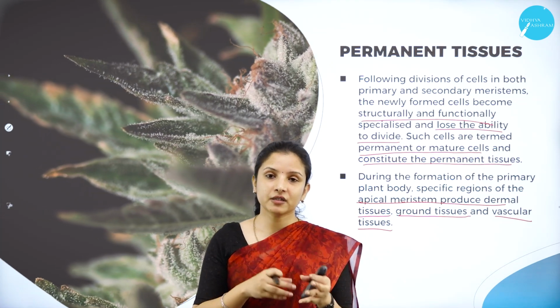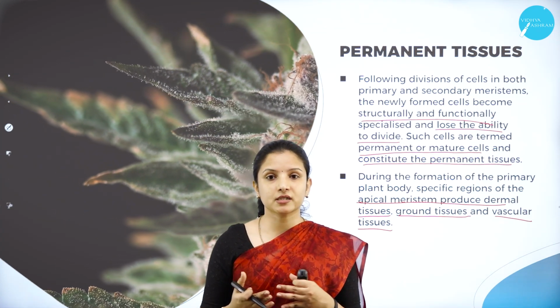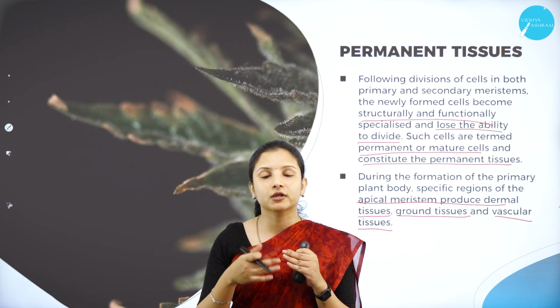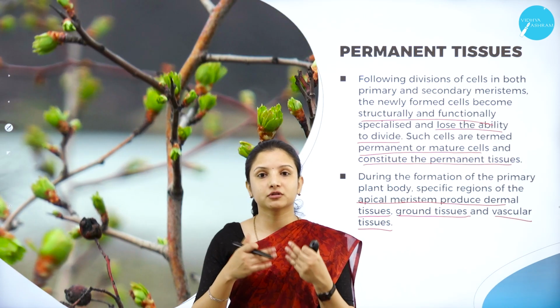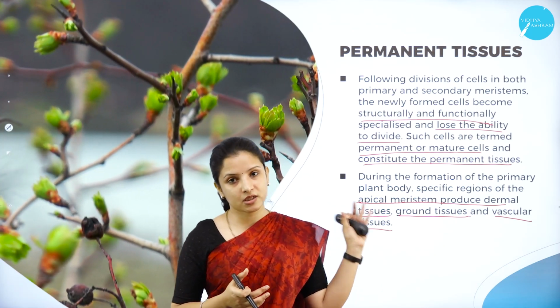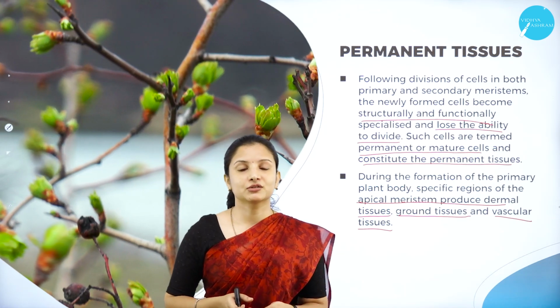Again, after the formation of the primary and the secondary meristem, the older cells reach a stage wherein they will no longer divide, or they will stop the process of division. Such mature cells are called the permanent tissues. I hope you understood this session well.